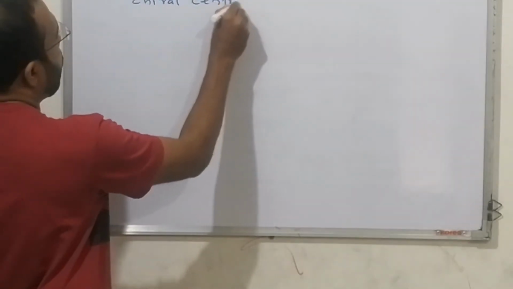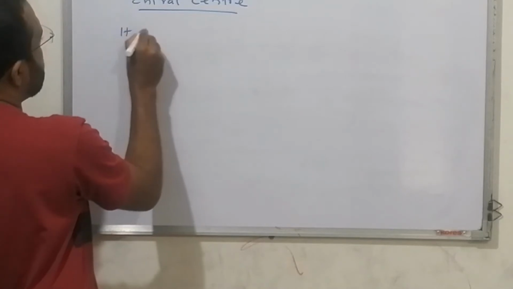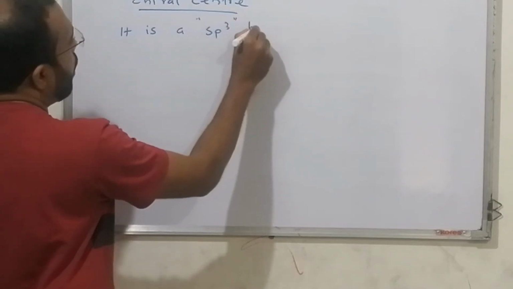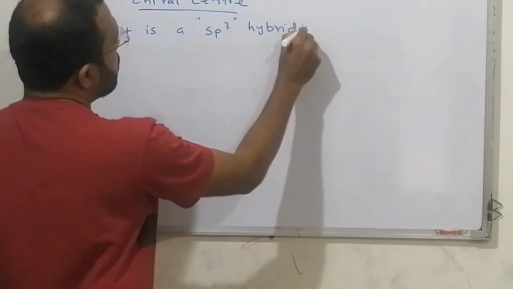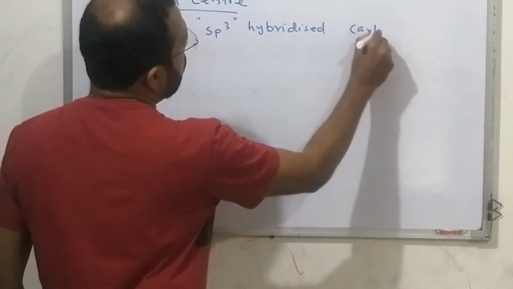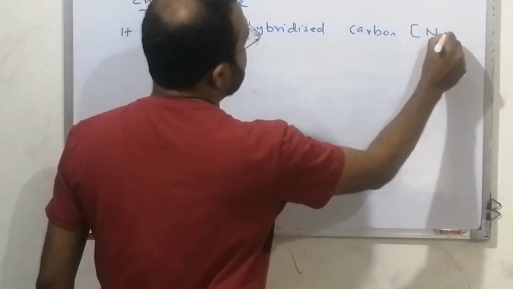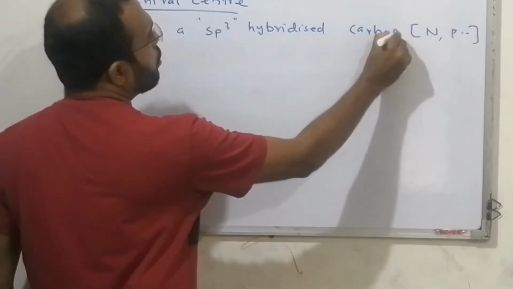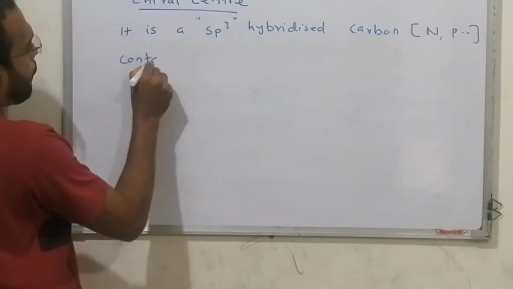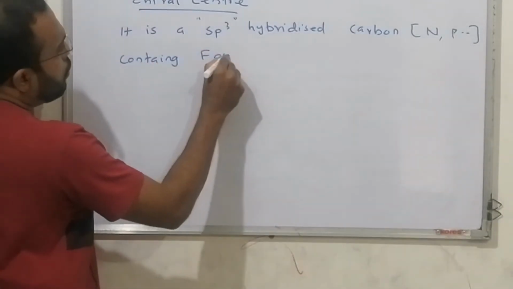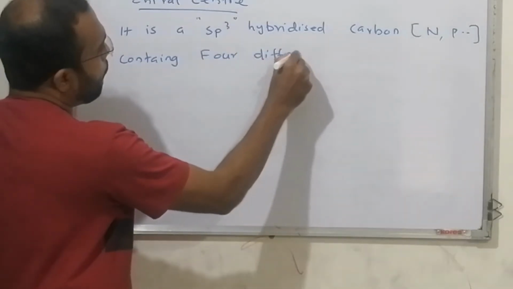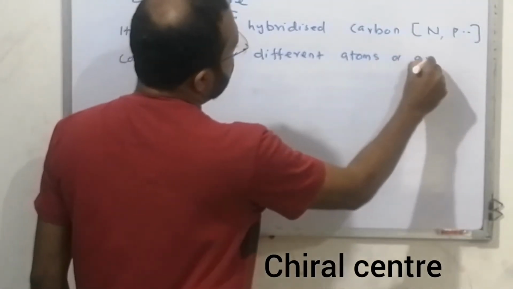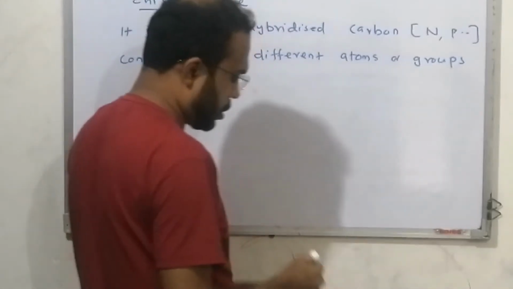Chiral center. Normally it is an sp3, very important, sp3 hybridized carbon. In certain cases nitrogen also, phosphorus, etc. An sp3 hybridized carbon containing 4 different atoms or groups. That's all called chiral centers.